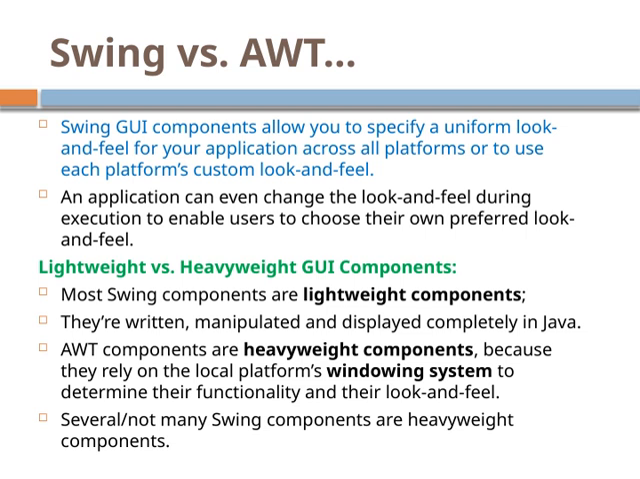Now, let's talk about the difference between lightweight and heavyweight components. Most Swing components are lightweight, which means they are written, manipulated, and displayed entirely in Java. This makes them portable and easier to manage, since they don't depend on the underlying platform's windowing system. On the other hand, AWT components are heavyweight because they rely on the local system's windowing environment to determine how they look and behave. This dependence can sometimes lead to inconsistencies across different platforms.